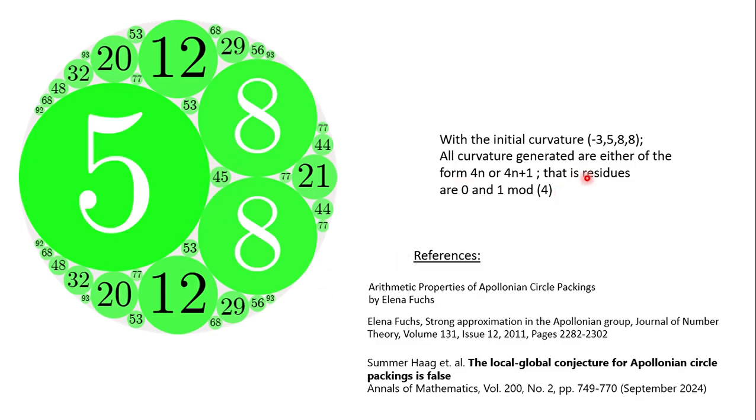Similarly, this is one packing with integer initial curvatures, therefore all the curvatures are integers, and if you divide any one of them by 4, the remainder is either 1 or 0. Choose any number and divide it by 4: either it divides completely or the remainder is 1, and nothing like remainder 2 or remainder 3.